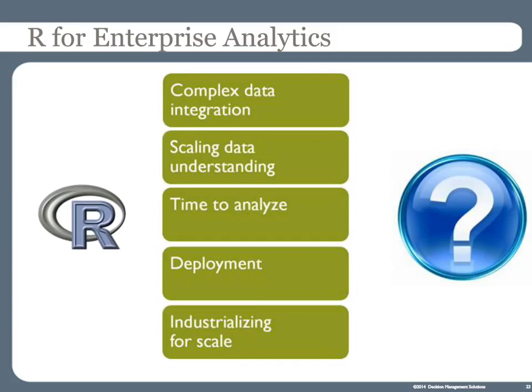How do you make sure you can analyze all this data and build models quickly, again, so you can iterate, but also so you can make sure your models are timely, that they reflect what's going on right now? How did you deploy those models out into production to make sure that you could act on them and drive analytic results? And overall, how do you industrialize R?